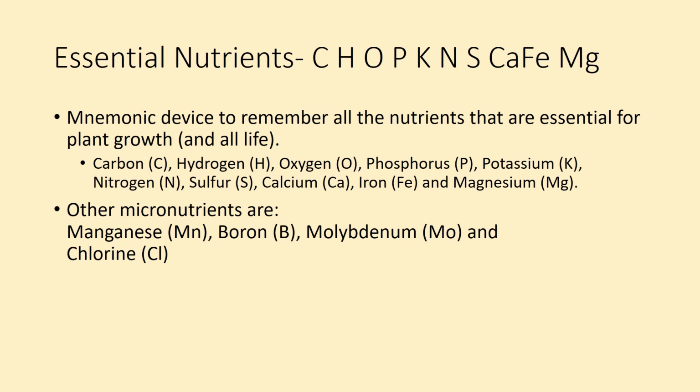Here is a handy mnemonic device to help you remember what elements are essential to most life here on planet Earth, plants included. The mnemonic device is Chopkin's Cafe MG. This stands for the elemental symbols of carbon, hydrogen, oxygen, phosphorus, potassium, nitrogen, sulfur, calcium, iron, and magnesium. This is a big list, but plants also need manganese, boron, molybdenum, and chlorine in small amounts in order to grow. Those are what are known as micronutrients.